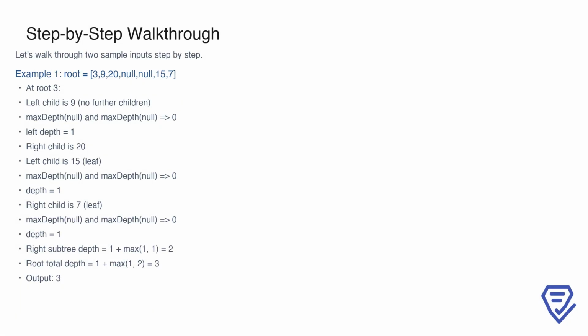Taking example 1, the tree is structured with root 3, left child 9, and right child 20, which has children 15 and 7. Starting at node 3, we recursively evaluate the left child 9, which is a leaf with both children as null, giving a left depth of 1. The right child 20 has children 15 and 7, both leaves, each with a depth of 1. Node 20 takes the maximum of its left and right child depths, adds 1, resulting in a depth of 2. At the root, we take the greater of the left and right depths, which is 2, add 1 for the root, and get a total depth of 3. Thus, the maximum depth for this tree is 3.